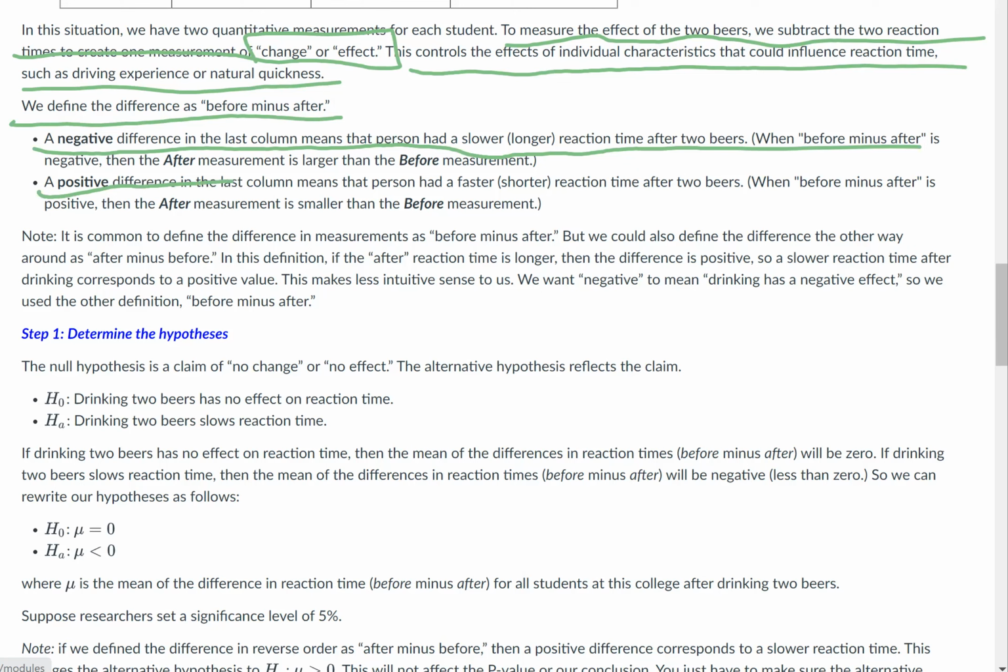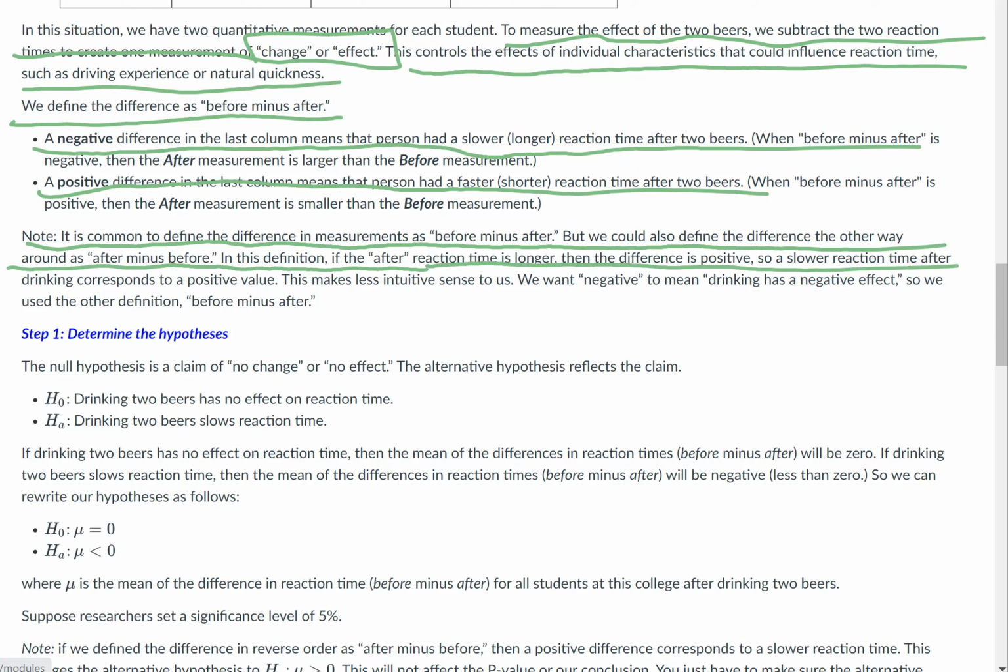A positive difference in the last column means that the person had a faster or shorter reaction time after 2 beers. Note, it is common to define the difference in measurements as before minus after, but we could also define the difference the other way around, as after minus before. In this definition, if the after reaction time is longer, then the difference is positive, so a slower reaction time after drinking corresponds to a positive value.